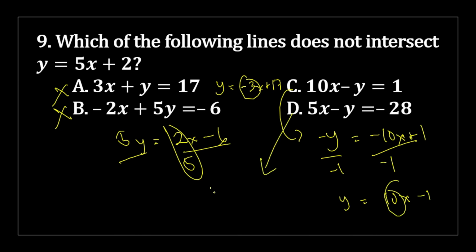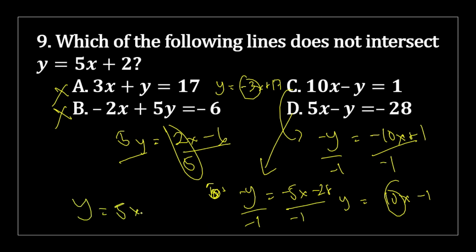Letter D, we have negative y equals negative 5x minus 28. So let's divide both sides by negative 1. So we have y equals 5x plus 28. So we have the slope of 5, so therefore our answer is letter D.